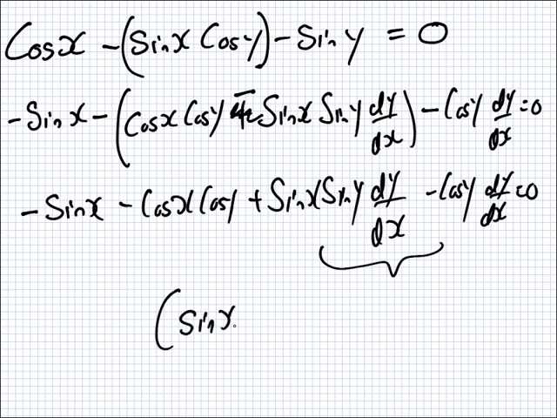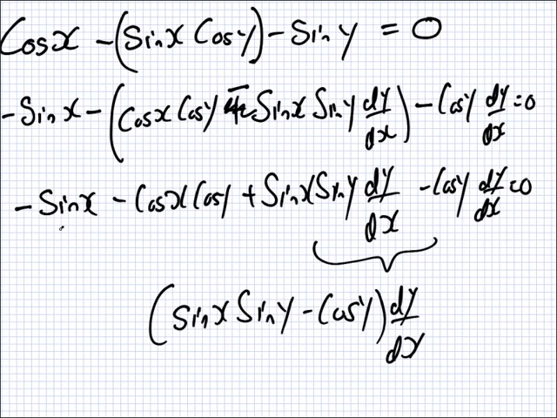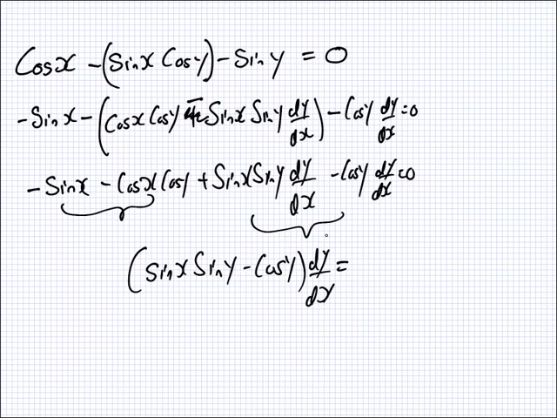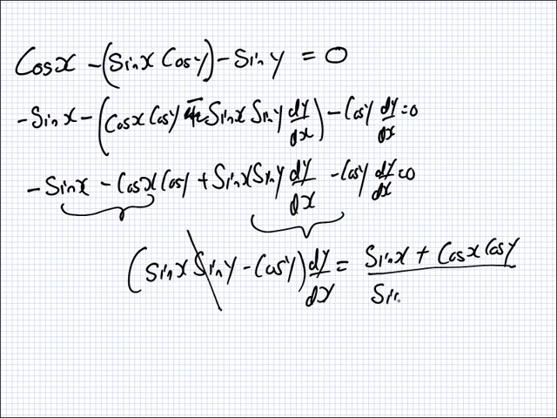So those remain on the left. And these two terms I can move to the right. So I'll get sin x plus cos x cos y, and then finally divide, sin x sin y minus cos y. I was right. Is that it? That's it.